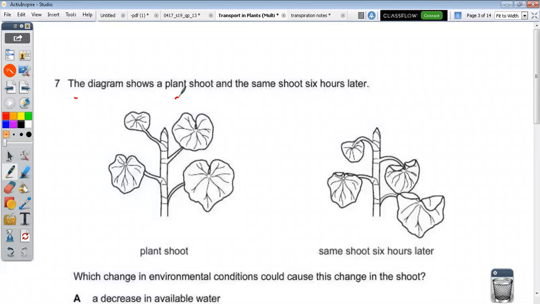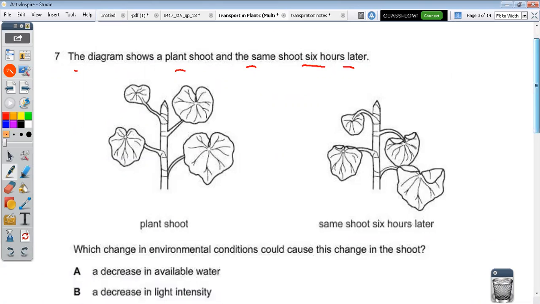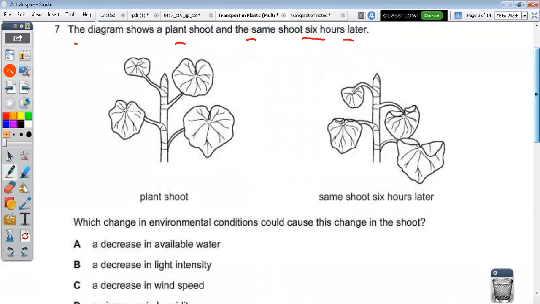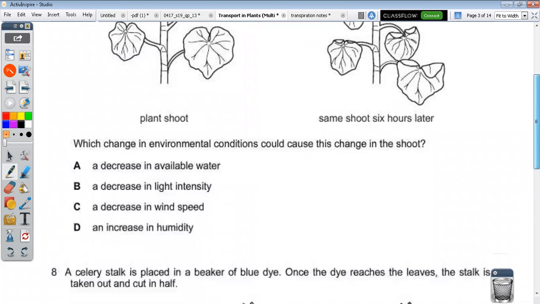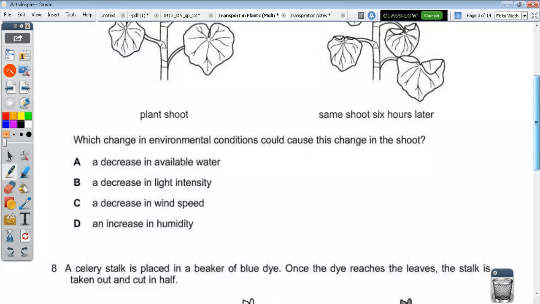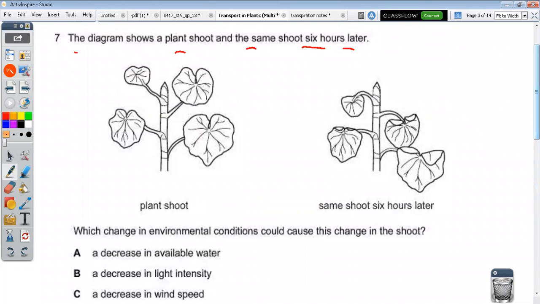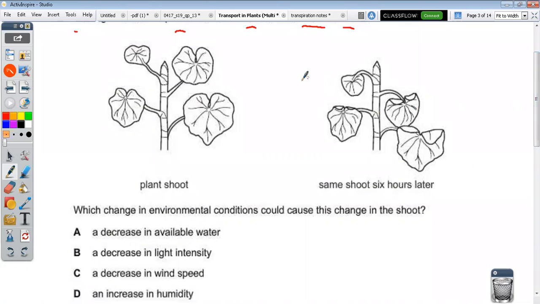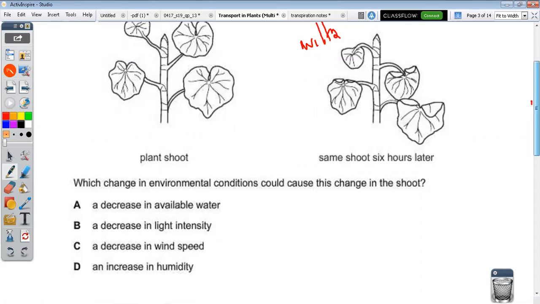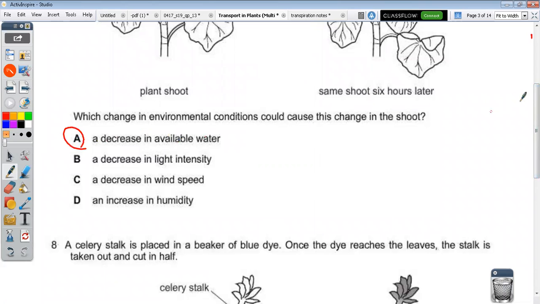The diagram shows you a plant shoot and the same shoot 6 hours later. Okay. 6 hours later. What change in the environment could have caused this? So what is this? Isn't this wilting? Again, do you agree? It's wilting. So it's caused by a decrease in availability of what? Of water.